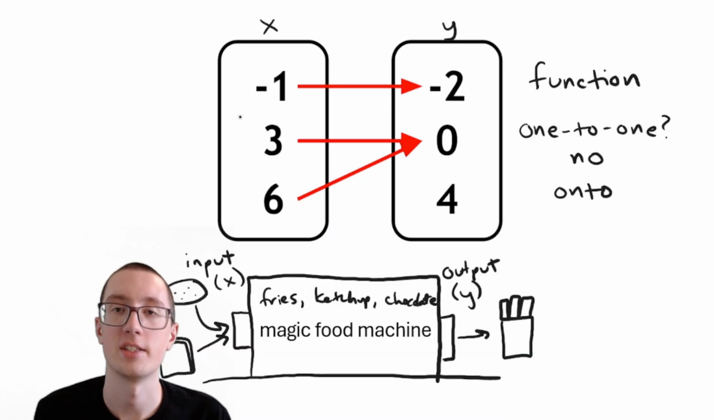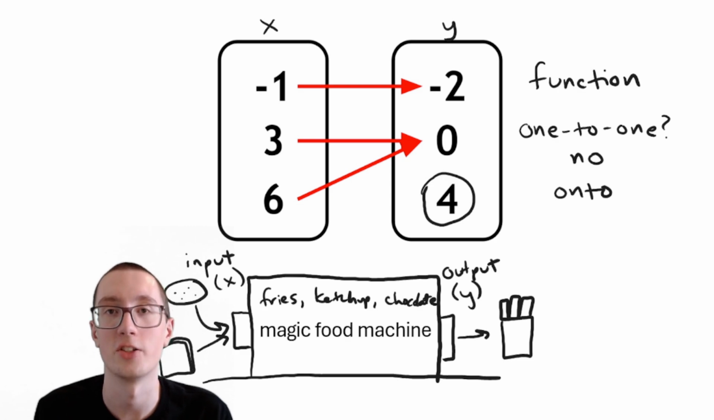So what about this? Is this onto? Well, this is one of those rare cases where it's actually not onto. You see how it's promising that 4 is one of the y values here, but there's no way to make 4. There's nothing you can put in to get 4. 4 is just sitting here all lonely and you will never make 4. So in this case, this is not onto.